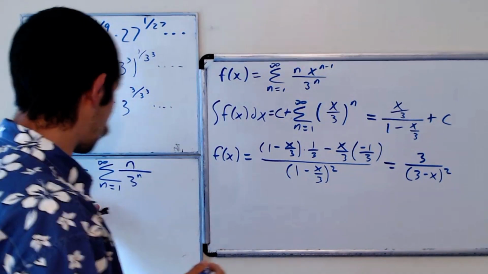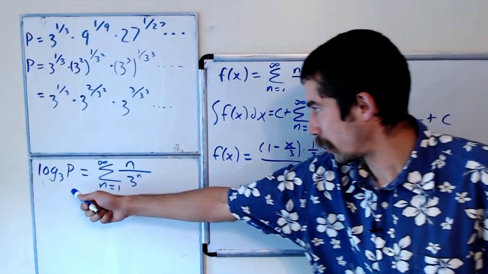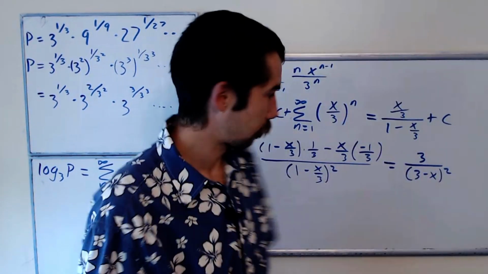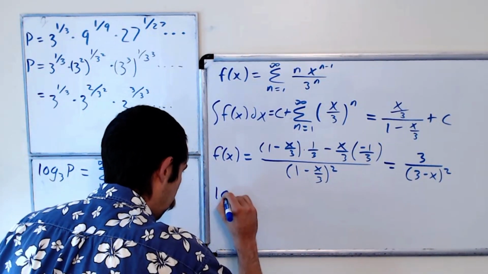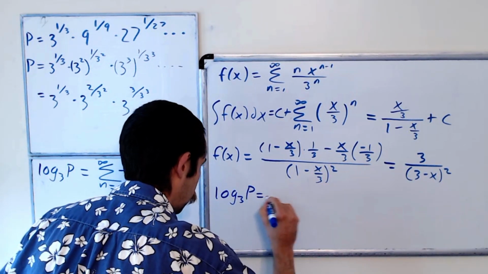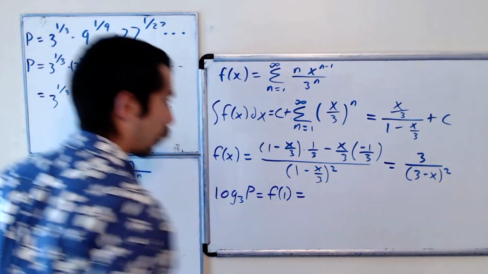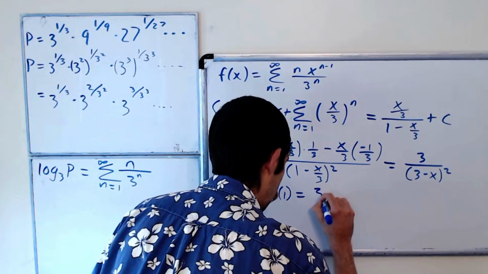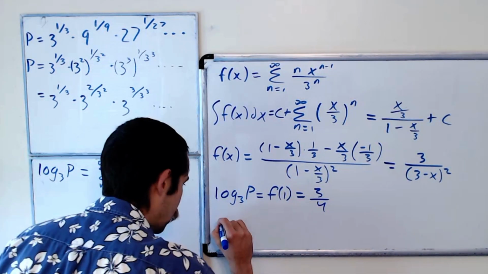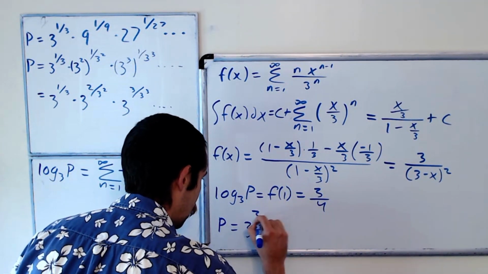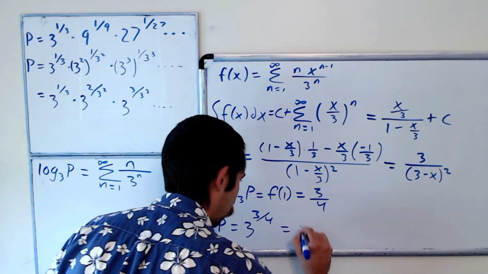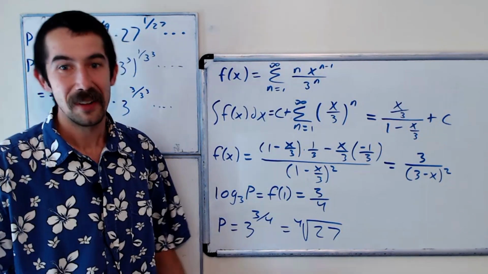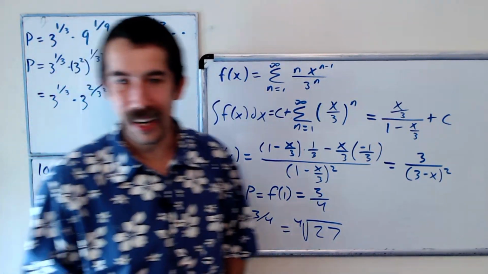And now we know that log base 3 of our product is this function evaluated at x equals 1. And f of 1 is 3 over 2 squared, so 3/4. So P is equal to 3 to the 3/4, which is equal to the 4th root of 27. Not too bad. So let me know if you got it.